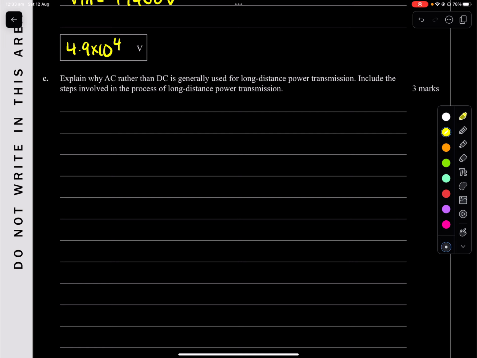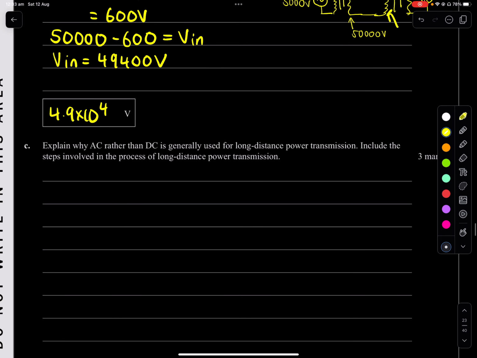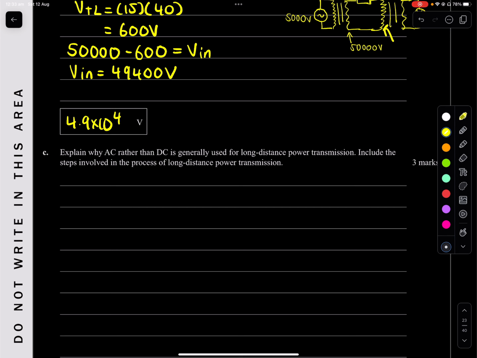So the answer for this one is, we know that transformers only operate with AC voltage. That's generally why DC is not used. And also we can talk about transformers. We can say that transformers only operate with AC voltage.